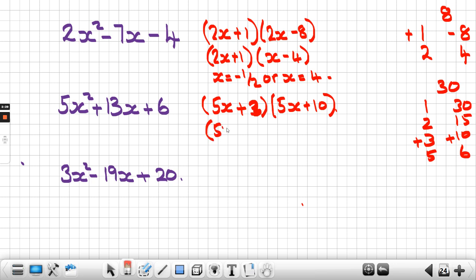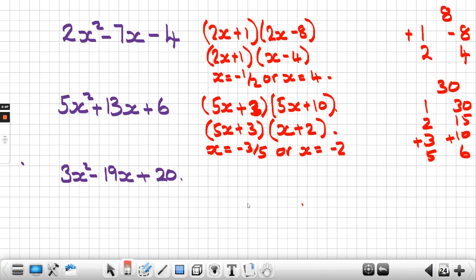So in this bracket, we have 5x plus 3. And in this bracket, we're going to divide by 5. So we get x plus 2. And that means that we're going to have x equals minus 3/5 or x equals minus 2.